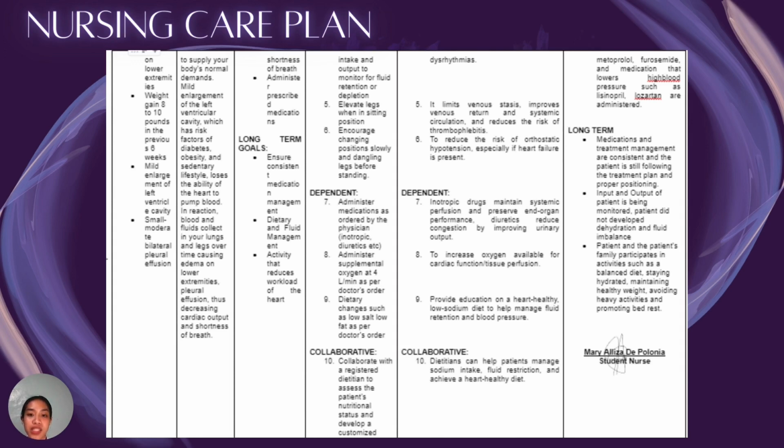And as well as diuretics reduce congestion by improving urinary output and removing water in her body. So, next is to administer supplemental oxygen at 4 liters per minute as per doctor's order. So, supplemental oxygen increases the oxygen availability for cardiac function or tissue perfusion. So, last, number nine nursing intervention is the dietary changes such as low salt, low fat, as per doctor's order.